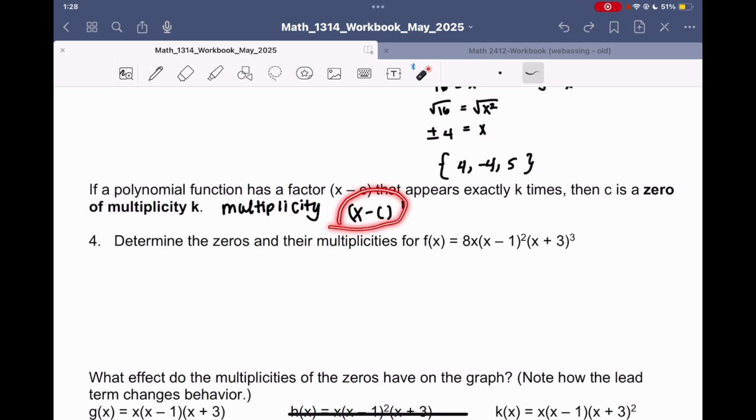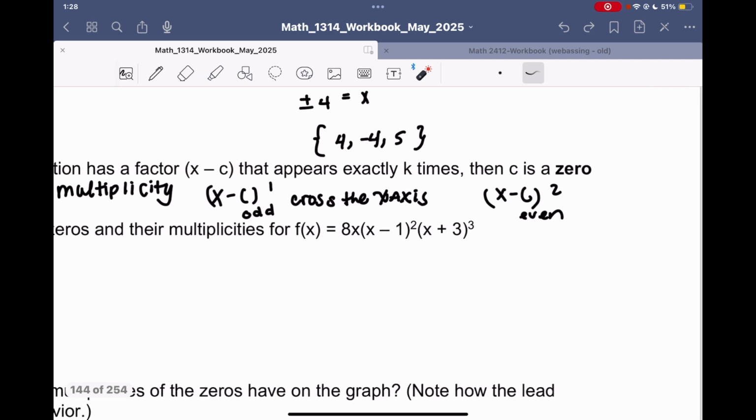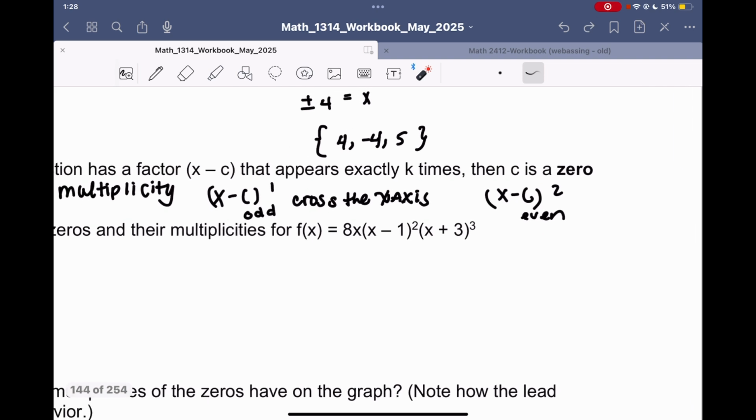So this is an odd exponent, which means that your multiplicity is an odd number, and when the numbers are odd, 1, 3, 5, 7, and so on, that means our zero is going to cross the x-axis. The second sort of multiplicity you have is where you have an even power. So x minus c has some sort of even exponent. Because it's even, 2, 4, 6, 8, the multiplicity will touch or bounce on the x-axis.